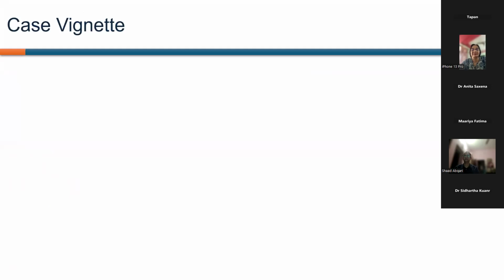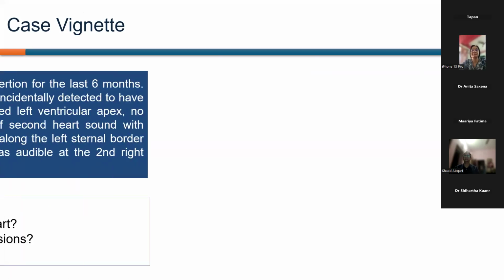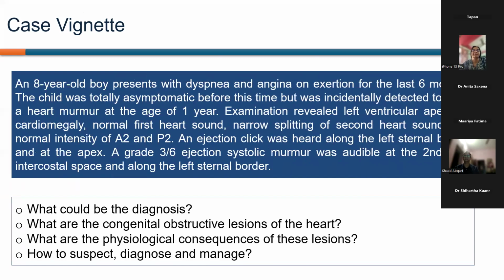So I'm going to start with this particular case, which is commonly seen in an OPD. You have an 8-year-old boy presenting with dyspnea and angina on exertion for the last 6 months, who was asymptomatic before that, and was discovered to have a heart murmur and told that he has heart disease at 1 year of age. Examination was very typical of aortic stenosis: no cardiomegaly, normal first heart sound, narrow or reverse splitting of the second heart sound, a grade 3/6 murmur and an ejection click.